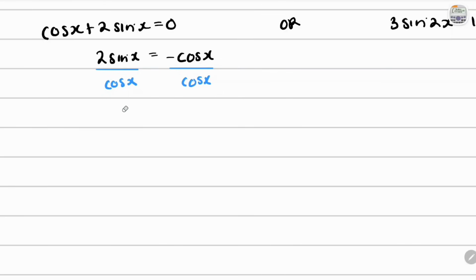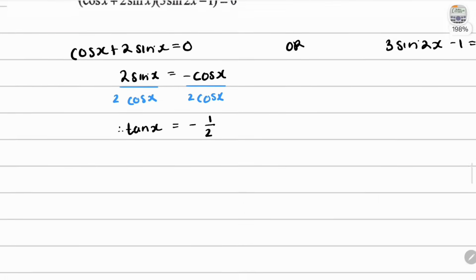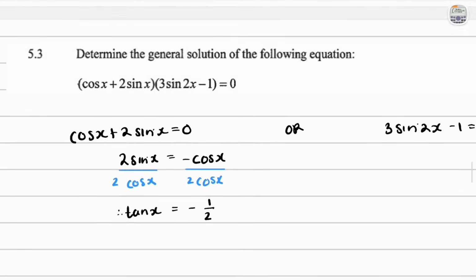We just want tan x to be on its own and all the numbers to be here. So we are going to divide by 2 cos x. That way the 2 cancels here and you're left with tan x, and this is equal to -1 over 2, because the 1 is in the numerator still. So this is what we have here, and we need to solve for tan x being equal to -1 over 2.